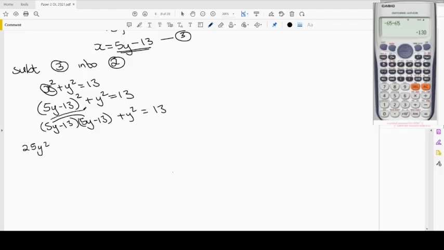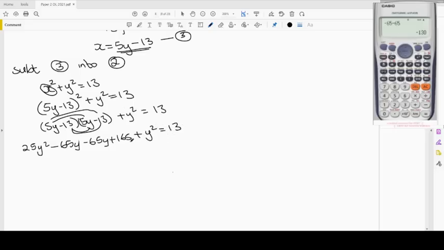And then 5y times negative 13, this is negative 65y. And then negative 13 times 5y, this is negative 65y. Then negative 13 times negative 13, this is positive 165. And then this y squared should be brought down.